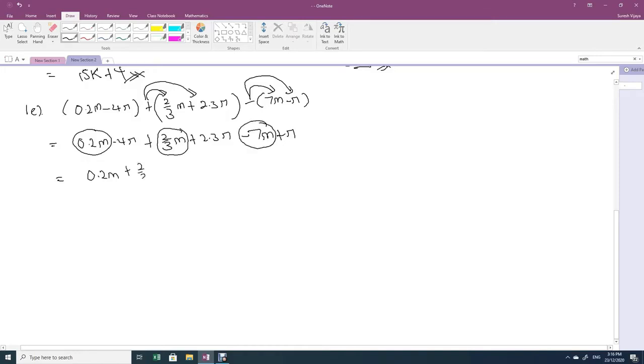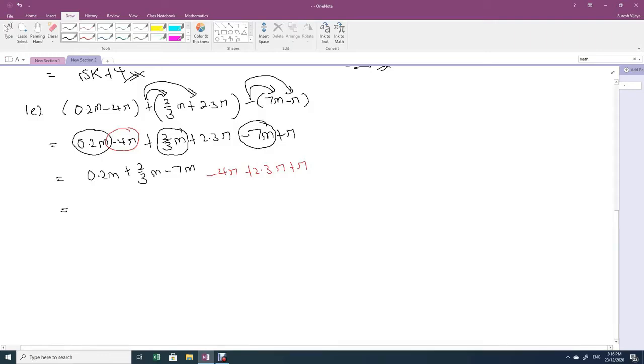Okay, these are the like terms: 0.2m plus 2 over 3m minus 7m. The other like terms, I'm marking in red, are negative 4n and plus 2.3n plus n. Okay, so we solve this.